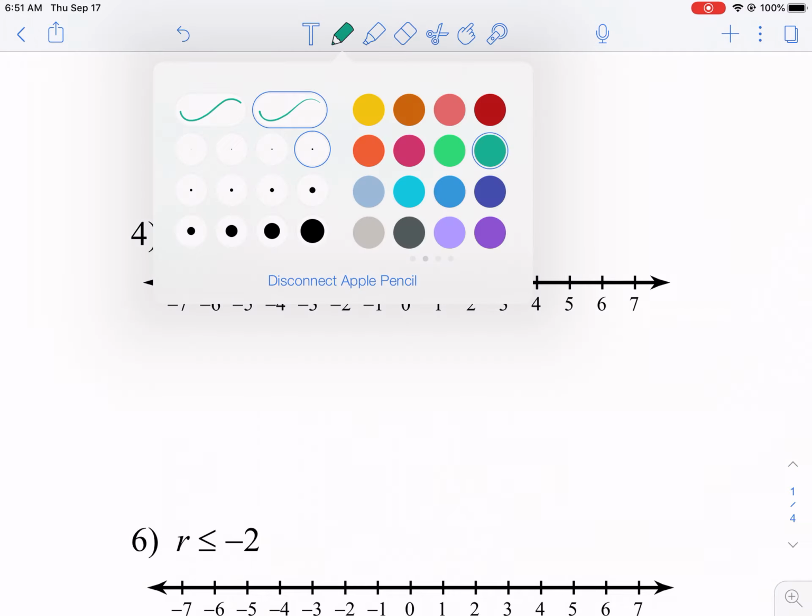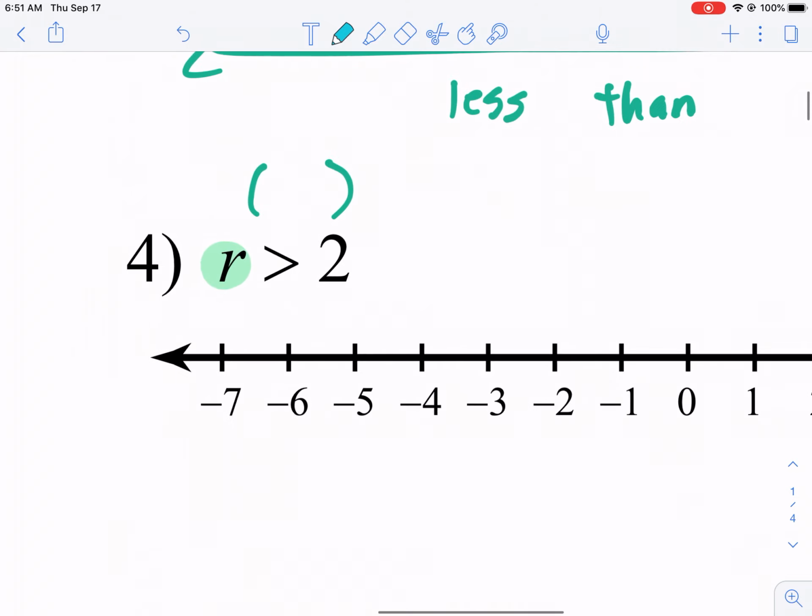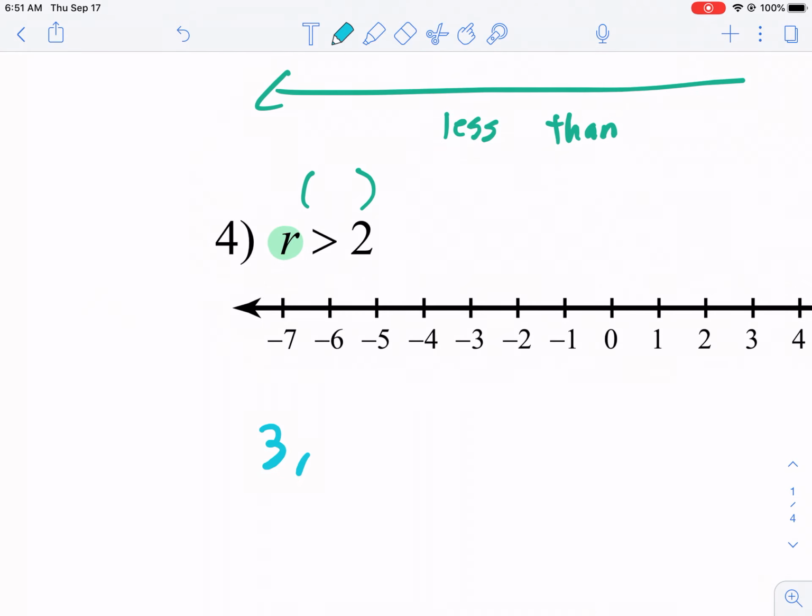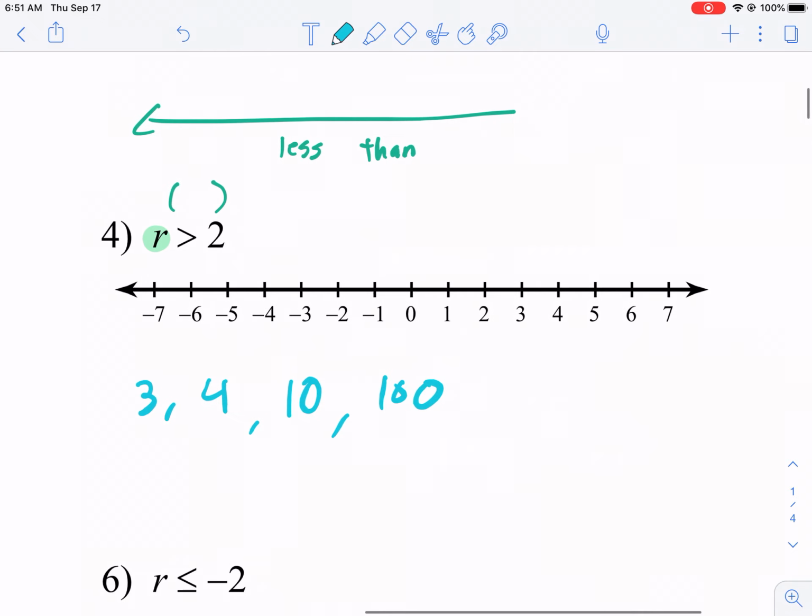What inputs for r will make this a true statement? 3, 4, 10, 100. Notice how I'm getting numbers bigger. Bigger means to the right, so this is greater than.